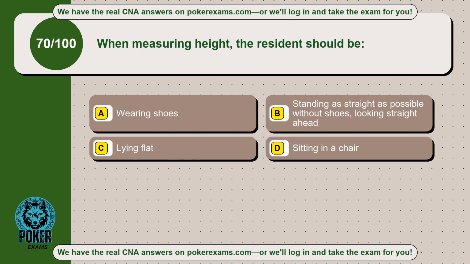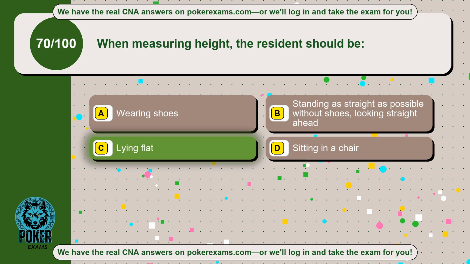Question 70. When measuring height, the resident should be. Option A. Wearing shoes. Option B. Standing as straight as possible without shoes, looking straight ahead. Option C. Lying flat. Option D. Sitting in a chair. The correct answer is option C.